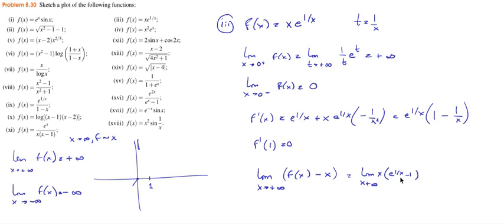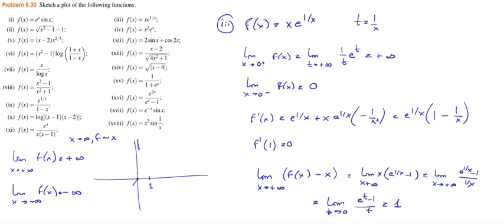Wait a minute. What did I do? Yeah, this is an indeterminate form, sorry. So this is the limit when x goes to plus infinity of e to the 1 over x minus 1 divided by 1 over x. And you can actually see that this is the same as the limit when t goes to 0 of e to the t minus 1 divided by t. And we know that this is equal to 1. So the inclined asymptote is x plus 1.